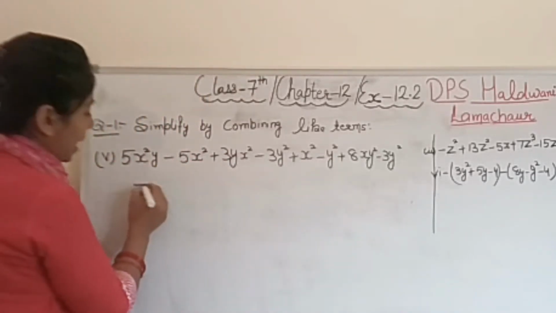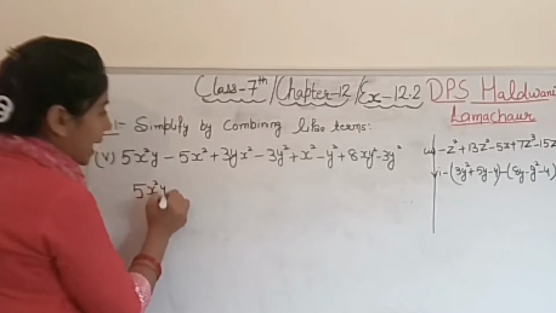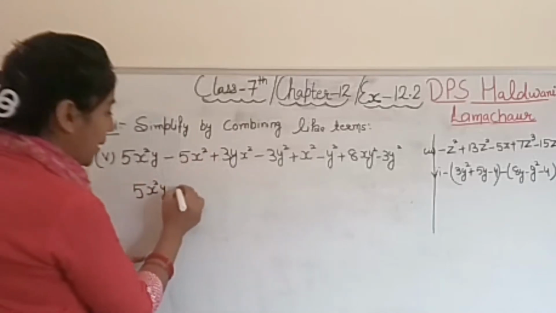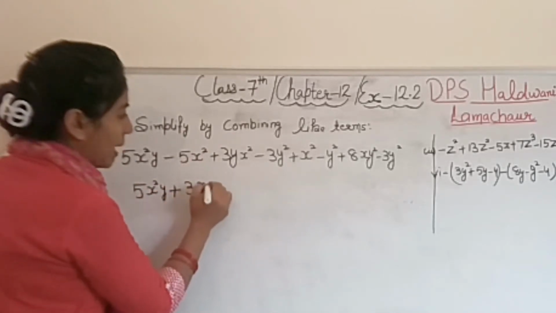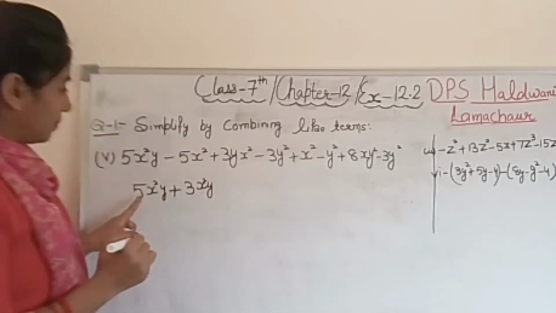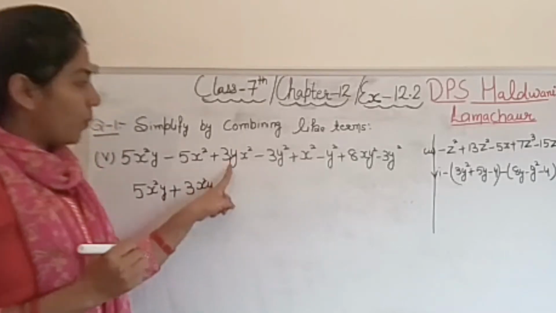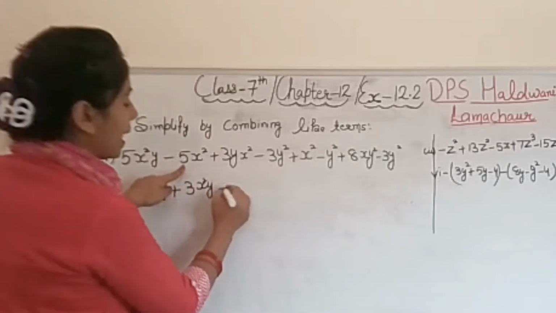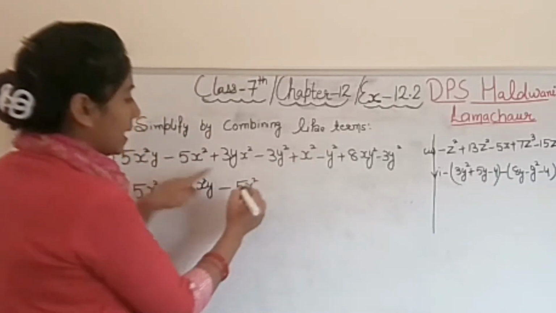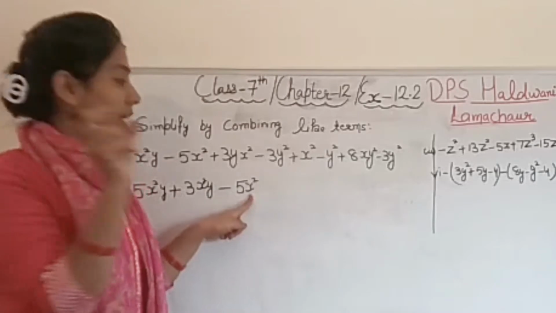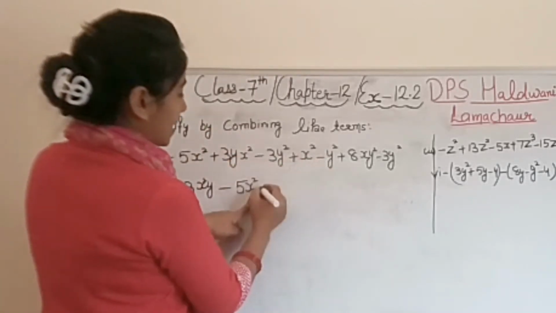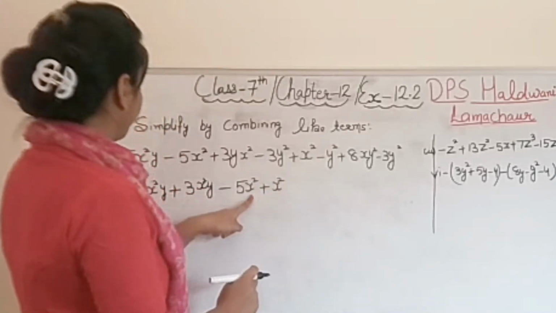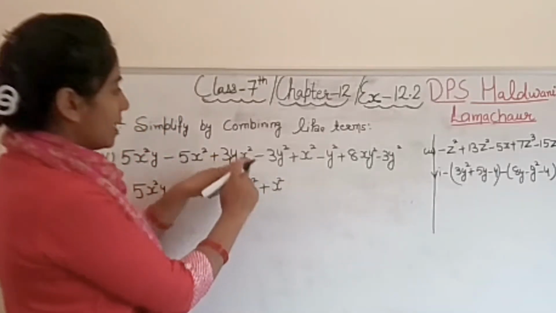So let's start to pair up. First term we have 5x square y. This is x square y, right? Plus 3x square y, x square y, the same thing, right? Next term we have minus 5x square. So we have to see x square, one variable. This is plus x square. Is any other x square there? No.